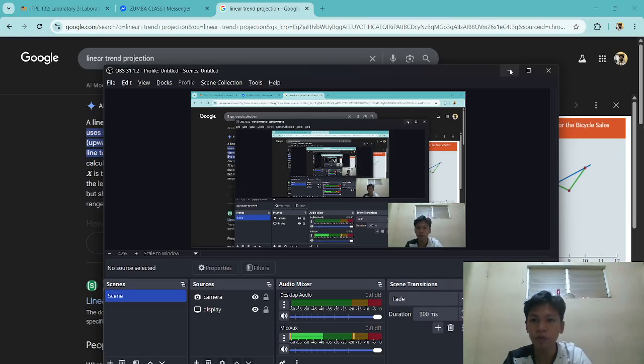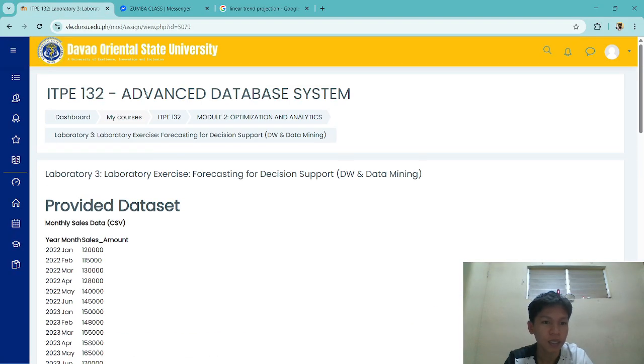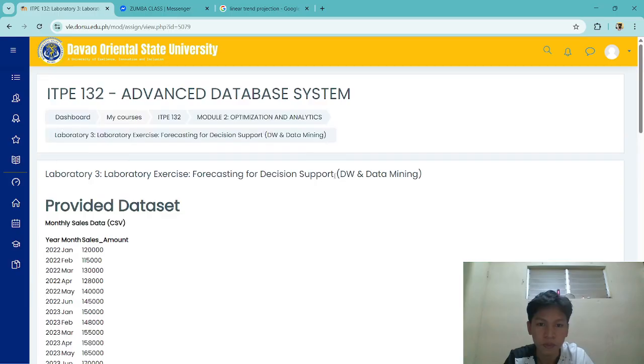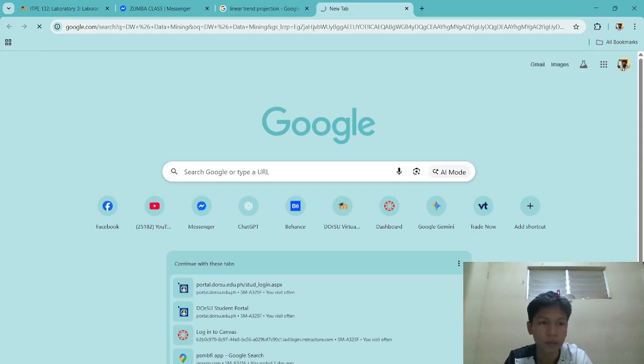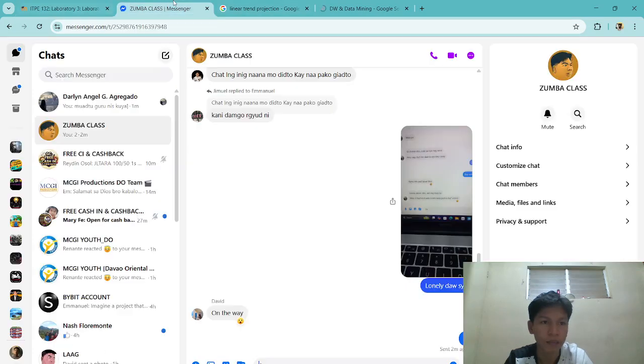Everyone is watching. So today we'll be tackling another advanced database exercise, which is our Lab 3, understanding and forecasting for decision support using the data warehouse and data mining.